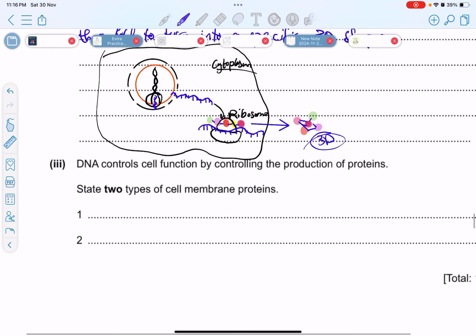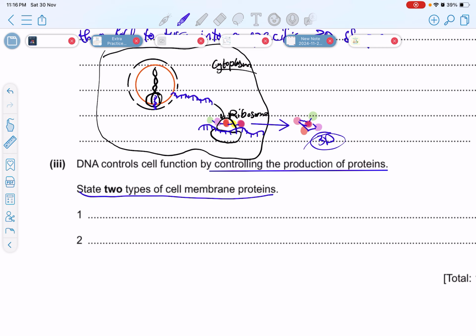Part 3: DNA controls cell function by controlling the production of proteins. State two types of cell membrane proteins. They're cell membrane proteins. I can say that they're protein carriers and receptors.